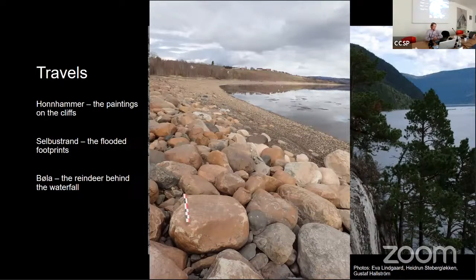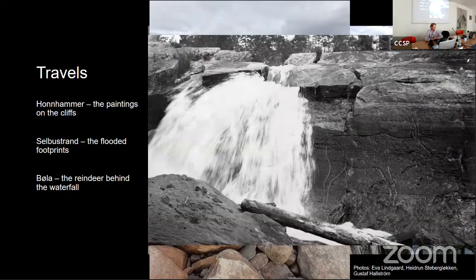And the last one, the Böla site, and then in particular the Böla layer, as you can see there. This one is situated in a waterfall, so that it looks like that the rain is coming out of the waterfall. And also here during periods of heavy rain or melting snow, the waterfall can actually flood the site.